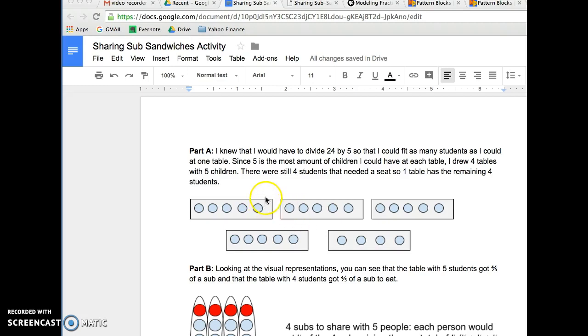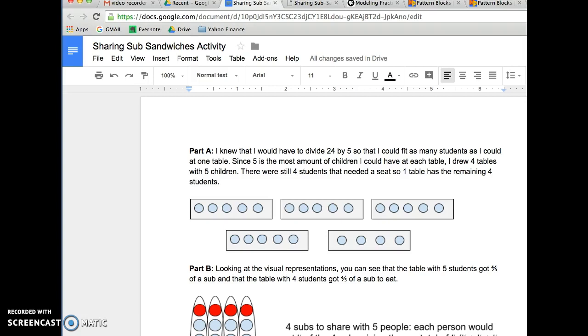So I wanted to show you that I started creating tables where I put 5 students at each table. That gave me 4 full tables of 5, and I had 4 children left over that would go to a different table. So there's 5 total tables, 4 with 5 students and 1 with 4.